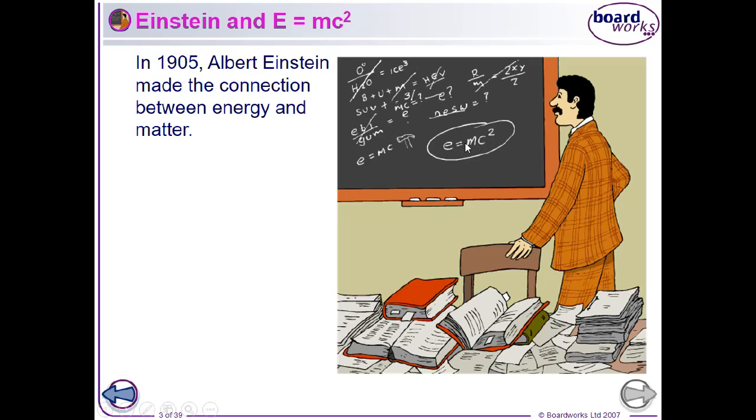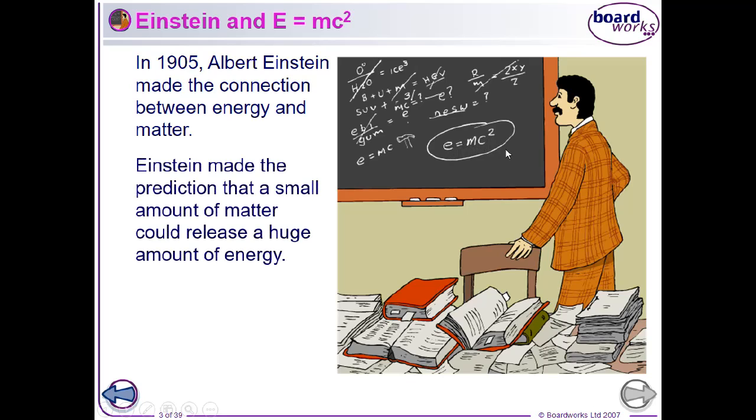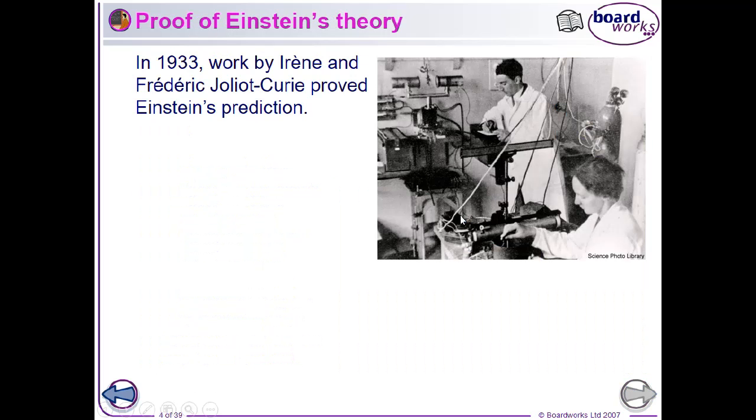So Einstein in 1905 made a connection between energy and matter with his famous formula E equals mc squared. Energy is equal to mass times the speed of light squared, which means that a tiny amount of mass is multiplied by an enormous number, which is the speed of light squared. So that's 3 times 10 to the power of 8, square it, so that's 9 times 10 to the power of 16, times the mass in kilos gives you the energy in joules. So a tiny amount of mass can release a massive amount of energy. Okay, E equals mc squared.